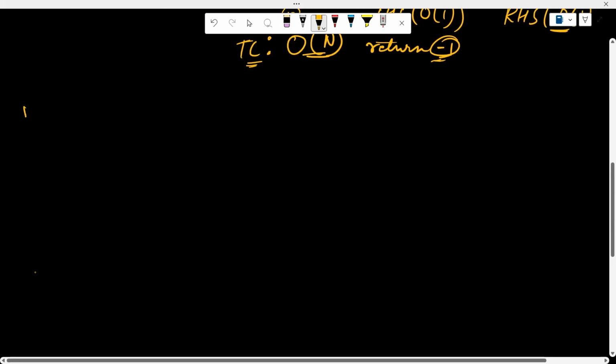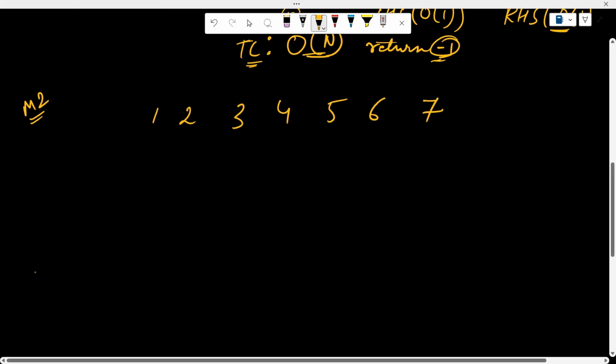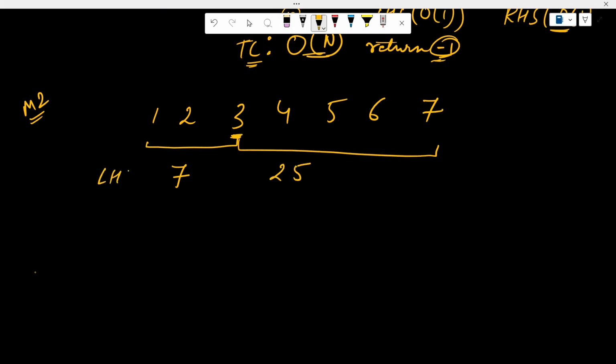Let's see method 2. Before jumping onto the solution, let's analyze something. Suppose we are given the numbers 1, 2, 3, 4, 5, 6, and 7. Now, suppose we are at this point, and we know the left half sum will be 3 plus 2 plus 1, and the right half sum will be 7, 3, 10, 25. Now we will check whether the left half sum is equal to the right half sum or not. It is not, right?